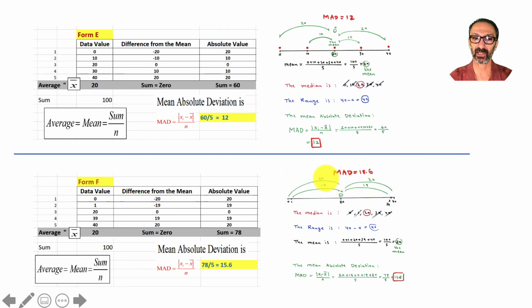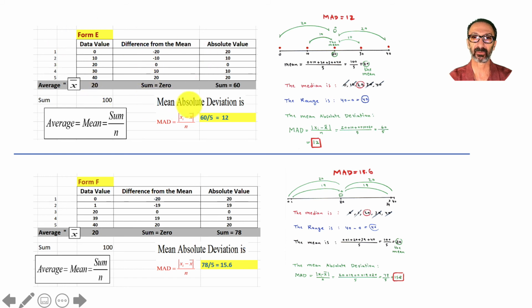So this one has a mean absolute deviation of 15.6. This has a mean absolute deviation of 12. And that says it all. When the mean absolute deviation, or MAD, is more, that means the data are, on average, farther from the mean. All right, I'm gonna add another example.